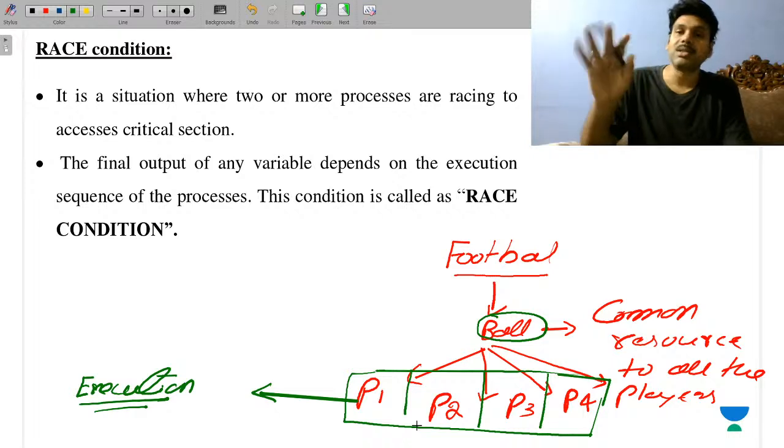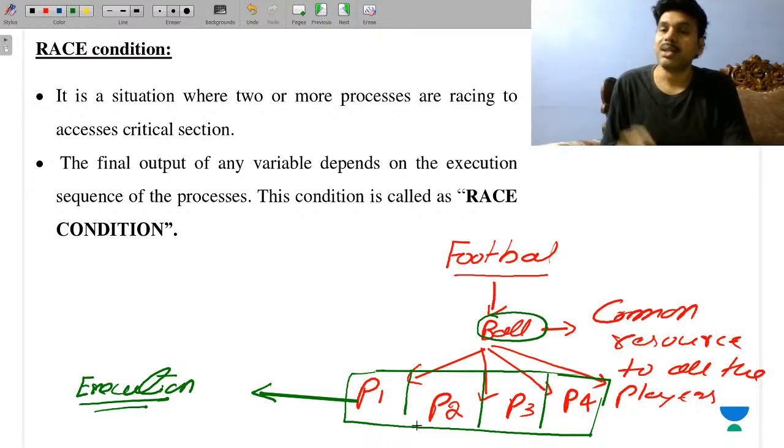So what about the remaining players? They are in the buffer only. They are not going to be considered. They are only for exchanging the ball, but ultimately the last goal is hit by only one person, the person who performed last. Because of this, there is the concept of race condition, because race condition is nothing but creating confusion, creating ambiguity while accessing the resources. That's why it is called a race, like a running race only.